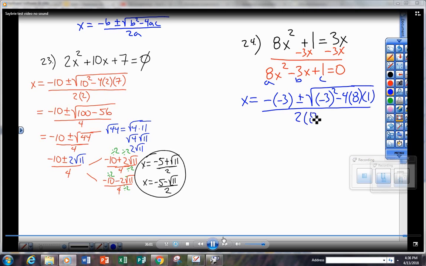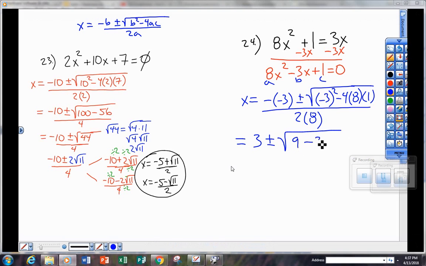And if you remember, always when you plug in a negative number for b squared, put parentheses around it so you remember that you're doing negative 3 times negative 3 to get positive 9. If you don't put those parentheses, you might get negative 9 out of this. Put the parentheses here so you know to make that a positive when you plug in a negative number for b into the formula negative b. So that gives me positive 3 plus or minus the square root of 9 minus 32, I'm sorry, over 16.